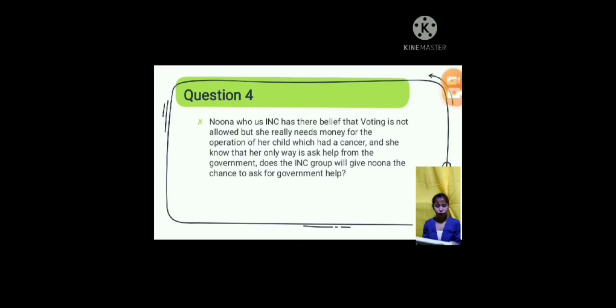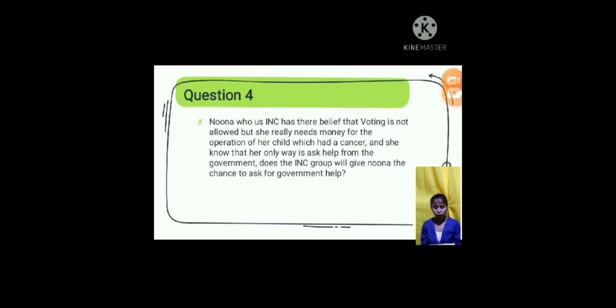Question number 4. Nona, who is an INC member, has the belief that voting in politics is not allowed, but she really needs some money for the operation of her child, who has cancer, and she knows that the only way for her to get some money is to ask help from the government. Will the INC group give Nona the chance to ask for government help?